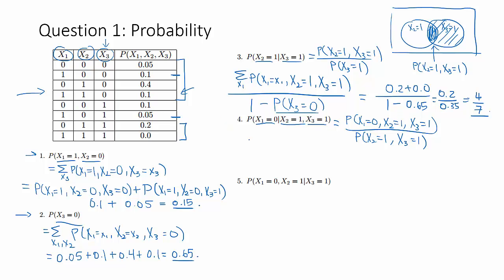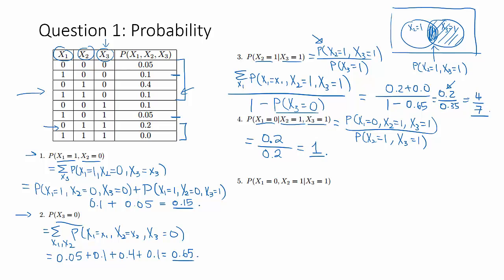The numerator, that's just reading off a row on this joint table. We want the row consistent with x1 equals 0, x2 equals 1, and x3 equals 1. That's the 7th row here. So we have 0.2 on the numerator. And in the denominator, we have the probability that x2 equals 1 and x3 equals 1. Well, we used that in the numerator for part 3. That gave us a value of 0.2. And so we have 0.2 down here as well. This simplifies to 1.